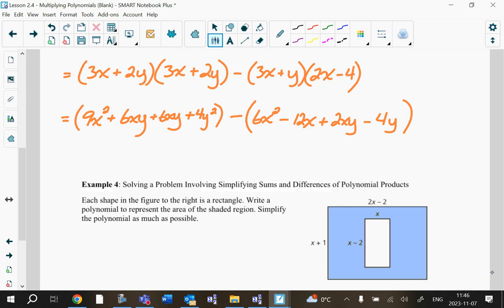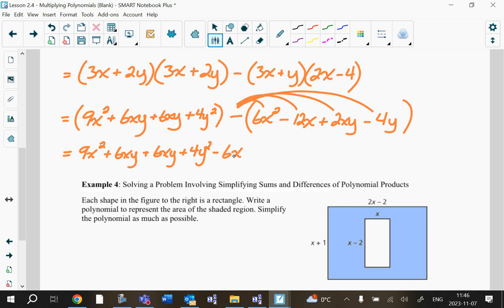Take out the parentheses. Well, there's nothing in front of the first set, so I can just take them out and nothing changes. However, things are going to change in the second one because I'm subtracting everything. Well, we've got to subtract 6x squared, and that's just minus 6x squared. Then we've got to subtract negative 12x. What is that? It becomes plus 12x. Minus 2xy. Plus 4y.